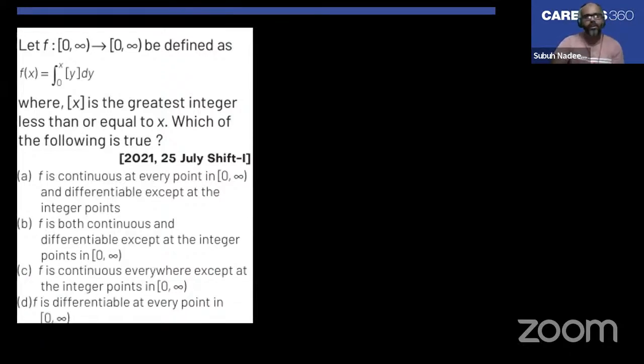So here it says that f is a function from non-negative real numbers to non-negative real numbers, that is, 0 to infinity, defined as f(x) is equal to the integral from 0 to x of the greatest integer of y dy, where [x] is the greatest integer of x. Which of the following is true?